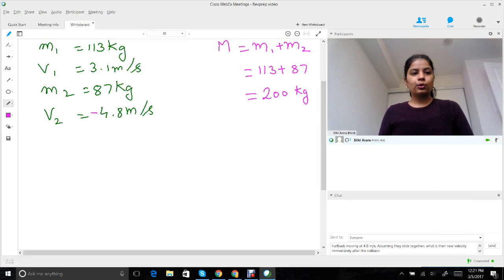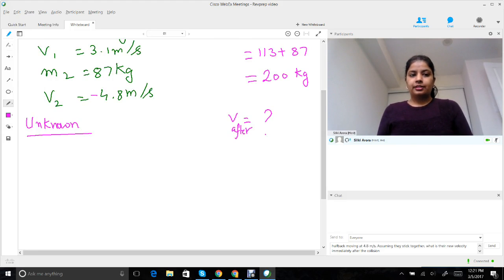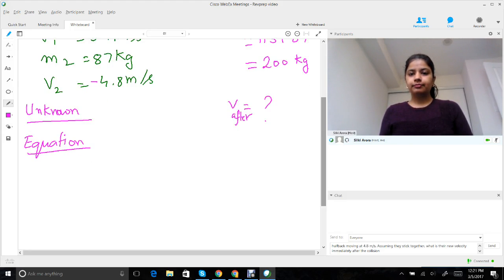Now let's write down what is unknown. What do we need to find? That's right. We need to find the effective velocity after the collision. That's the unknown. Now we need to know what equation we need to use. Anyone? That's right, conservation of momentum. Momentum before should be equal to momentum after. Perfect.